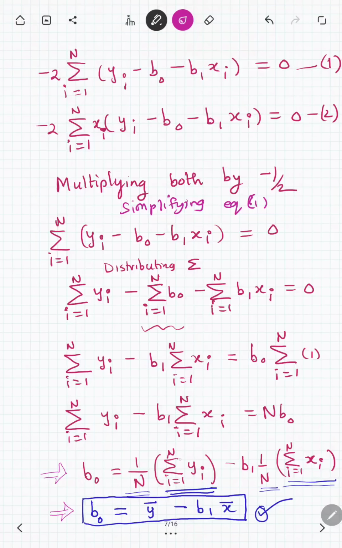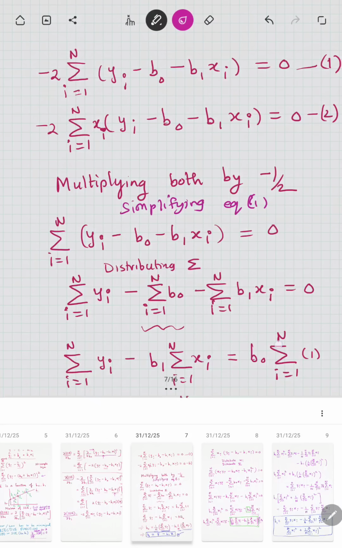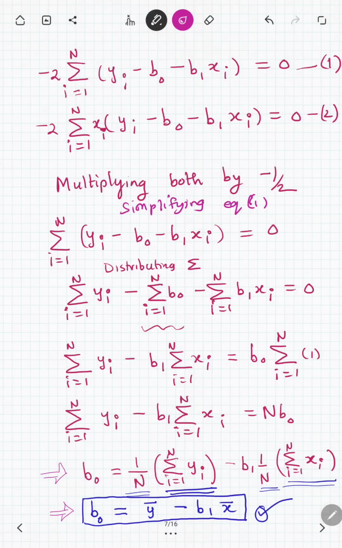You take the sum of all the yi values and you divide it by n, so you get the mean value of y, and you take the summation of all the xi values and you divide by n, you get the mean value of x. So mean value of y minus b1 times mean value of x gives you b naught. So we have derived the closed form formula for b naught.